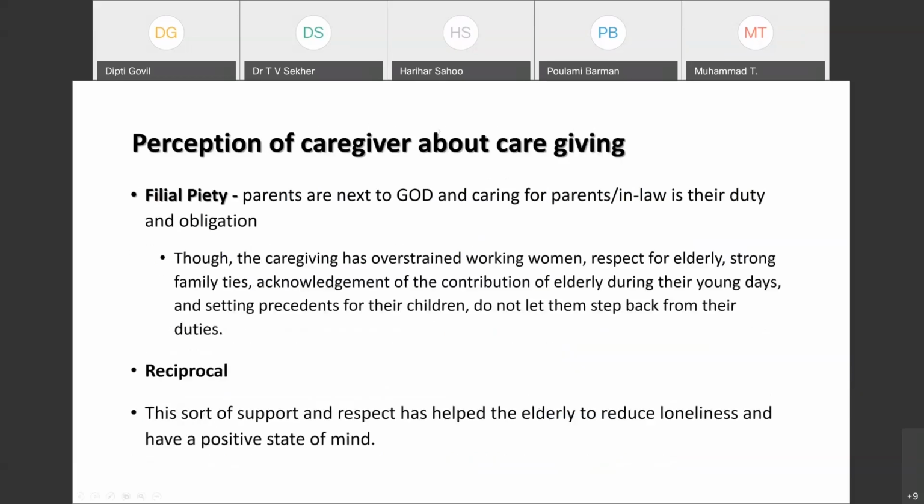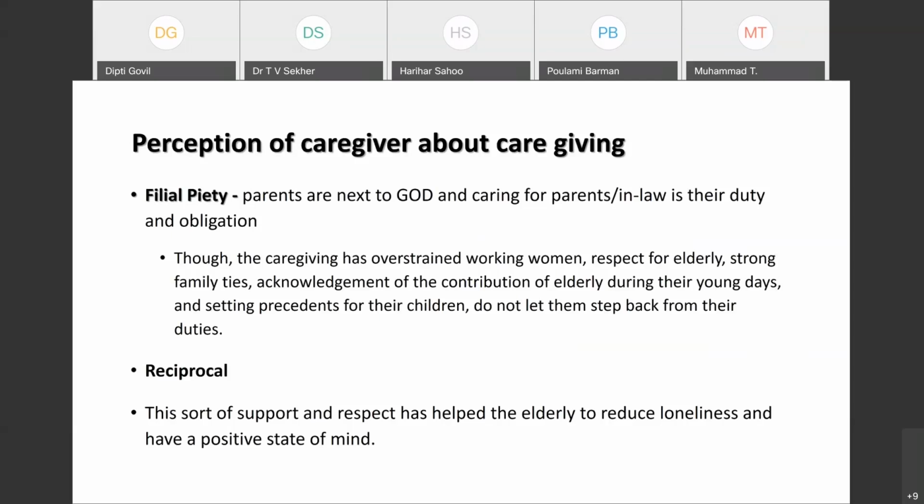Regarding the perception of caregiving, the concept of filial piety emerged from the study, where caring for the elderly, especially parents or parents-in-law, is considered a duty and an obligation. Though caregiving has overstrained working women, the strong family ties, acknowledgement of the contribution of the elderly during their young days and setting a precedent for their children do not let them step back from their duties. Since caregiving was an inevitable part of some care providers' lives, they took the responsibility with sincerity and commitment. Rather than complaining about being overburdened, they accepted caregiving as their duty towards their ailing parents and parents-in-law.